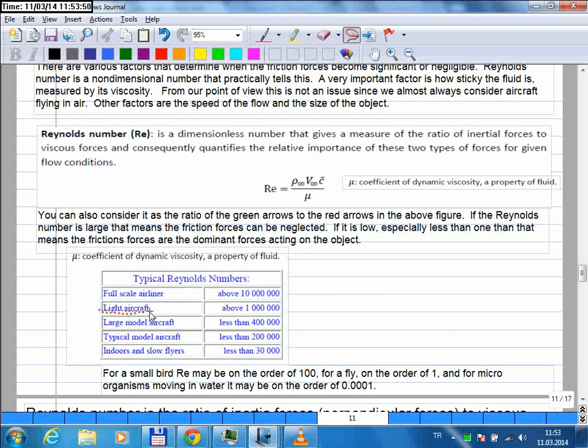But if the scale of the aircraft gets smaller, then the Reynolds number is reduced. For example, a typical model airplane is on the order of 200,000. For even smaller mini radio-controlled aircraft, it is even less, on the order of 30,000.